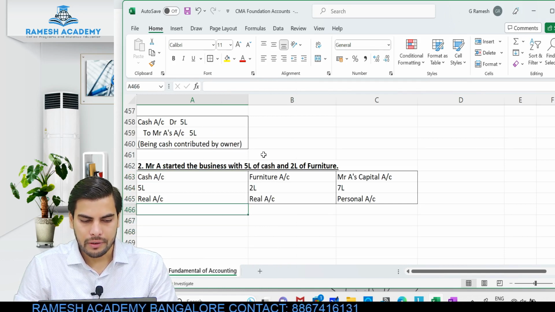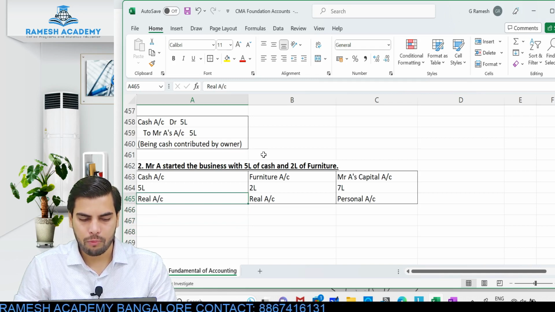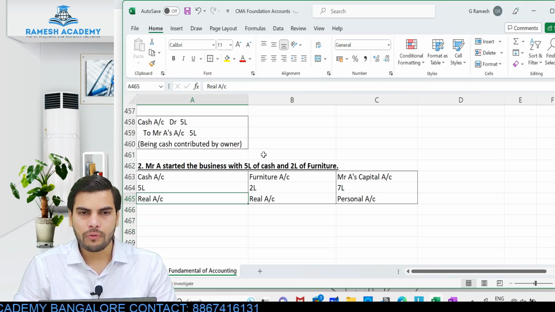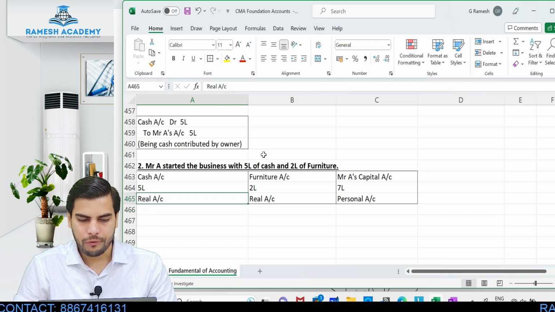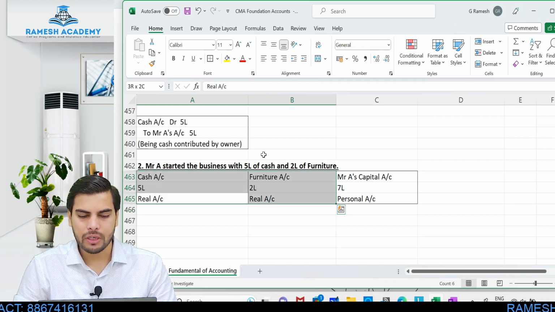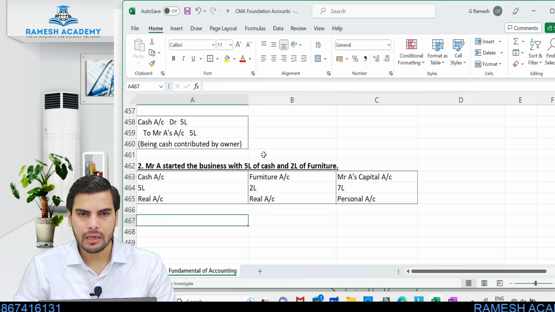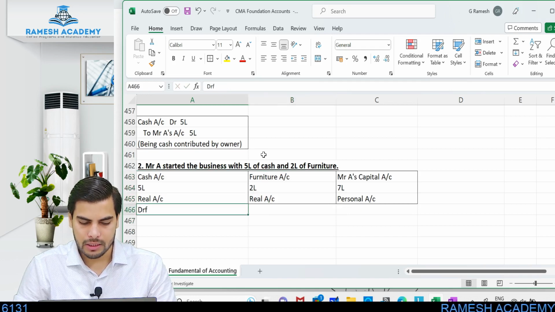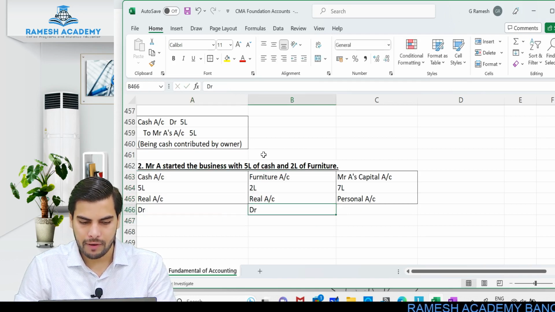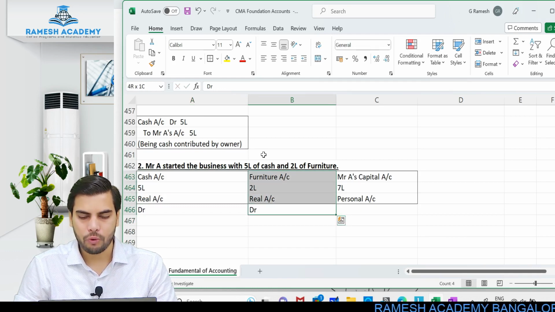Clear, right? Now we just need to apply the rules of personal account, real account and nominal account. What's the rule of real account? Debit what comes in, credit what goes out. Always look from the point of view of the business. For the business, don't you think this cash and furniture is coming in? Correct? So we'll be debiting these: debit the cash of 5 lakh and debit the furniture of 2 lakh rupees.